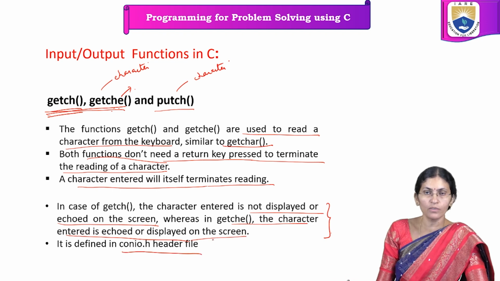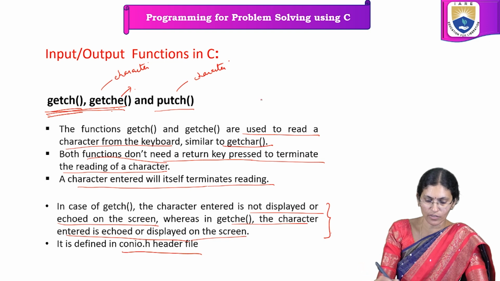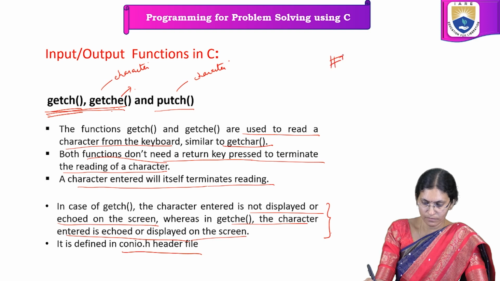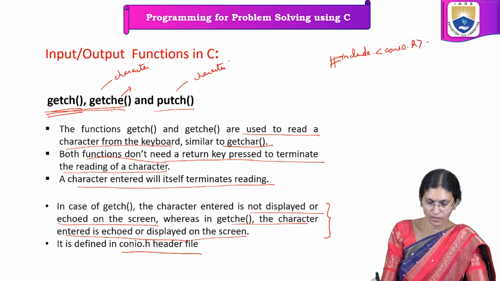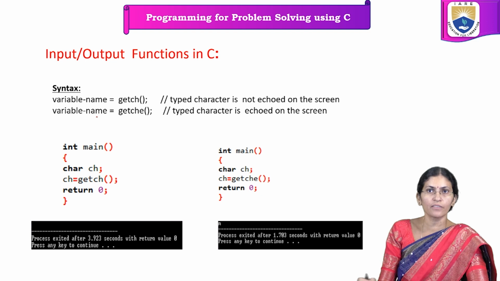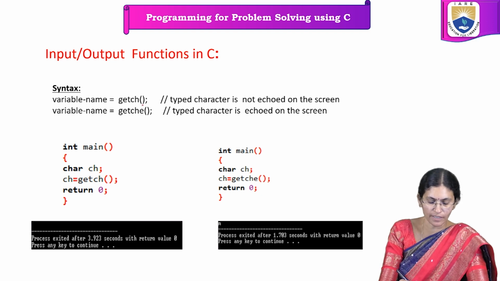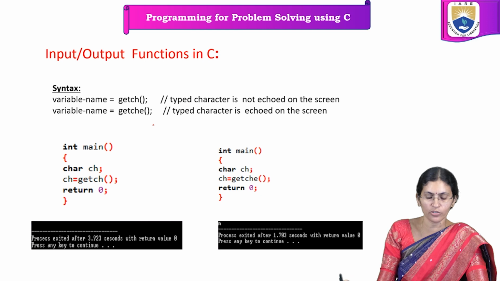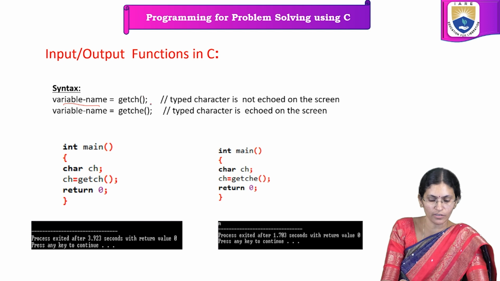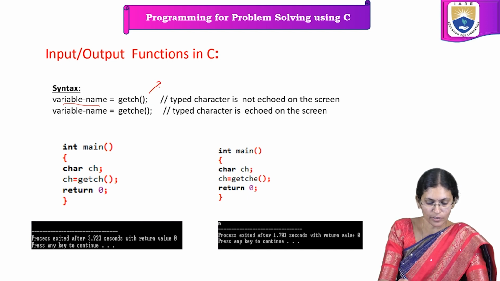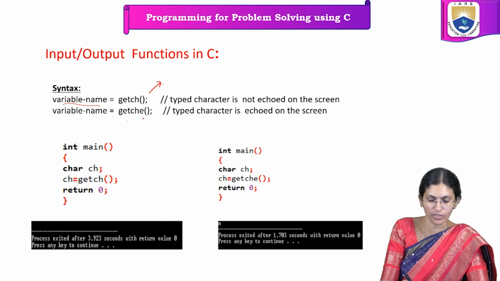This is defined in conio.h. In order to make use of these three functions, we have to include the header file #include conio.h. Now let us see the syntax for these two functions, getch and getche. It is similar to the getchar function only. Variable name is equal to getch function, followed by a semicolon. This is for getch. The syntax for getche is also the same: variable name is equal to getche function.